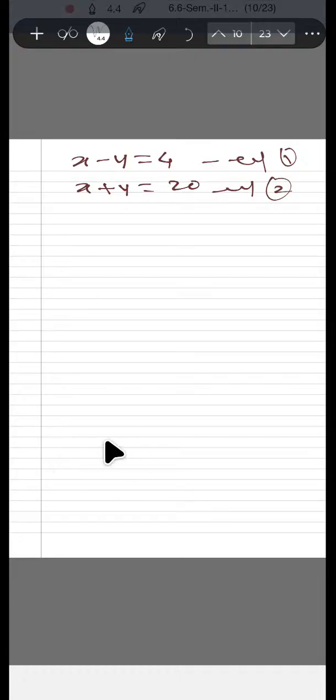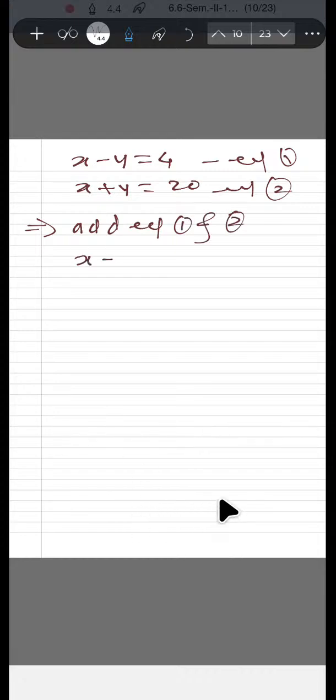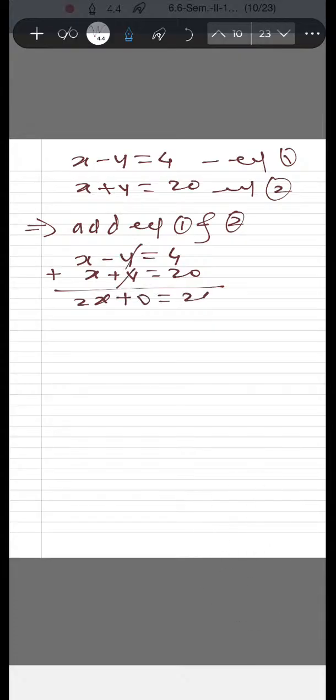Okay, see, here I am going to solve. You have two choices: the elimination method or the substitution method. I will choose the elimination method here. So add equations 1 and 2. x minus y is equal to 4 plus x plus y is equal to 20. What will happen here? x plus x is 2x, the minus y and plus y get cancelled, therefore 2x is equal to 24. So x is equal to 24 upon 2, which is equal to 12.